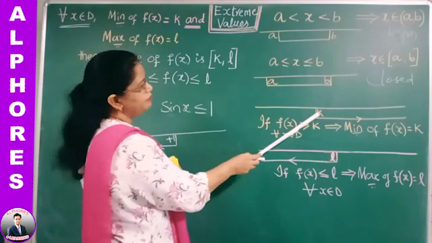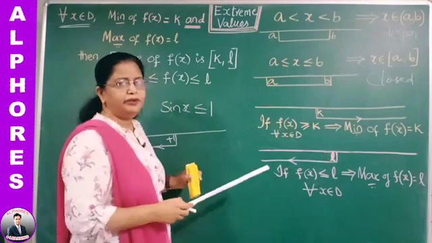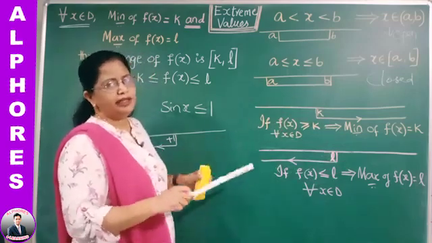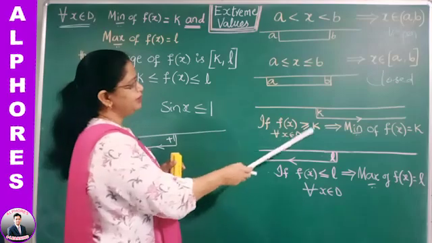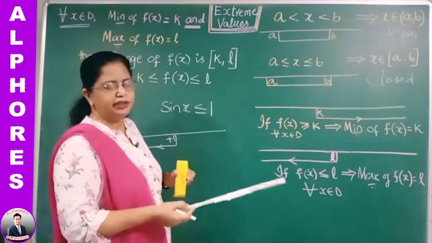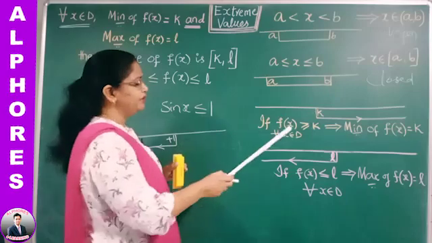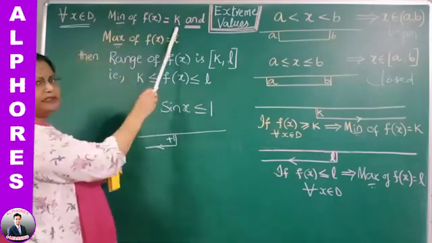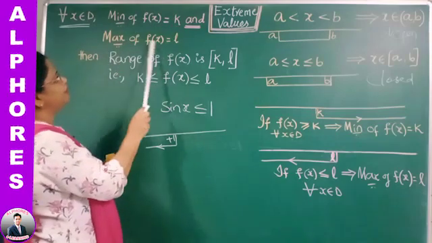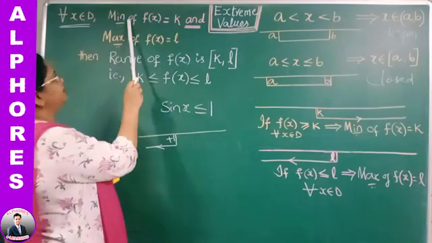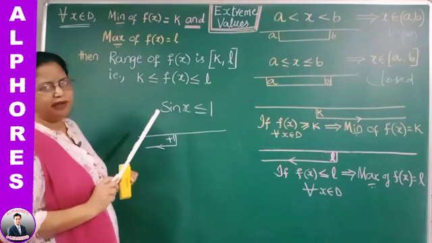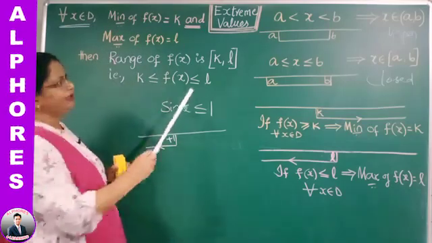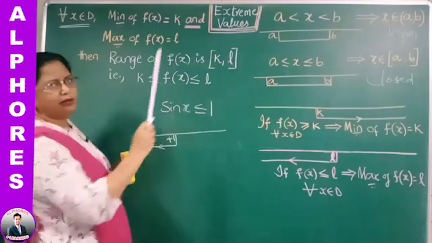Whether it is minimum value or maximum value, the name is nothing but extreme: extremely minimum or extremely high. So these are known as extreme values, whether minimum or maximum. Now students, suppose a function has minimum k and maximum L. Then the range of that function is nothing but the closed interval k comma L.